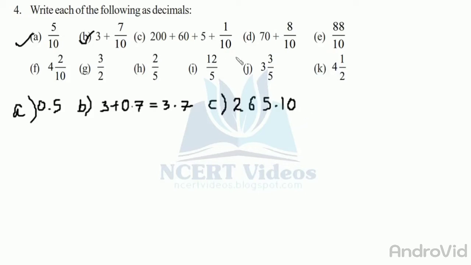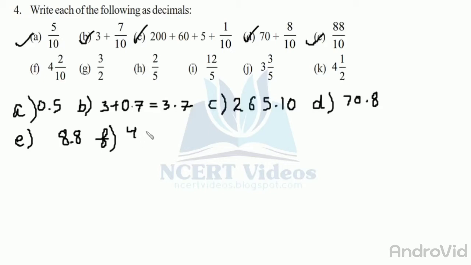The 0, you may write it or you may not. It's your wish. Then D, 70 whole part plus 0.8 gives you 70.8. Now we have E. Again same procedure. 88/10. Only one zero in the denominator part. Therefore 8.8 is the solution. F part, 4 plus 2/10. 2/10 is nothing but 0.2. So it gives you 4.2.